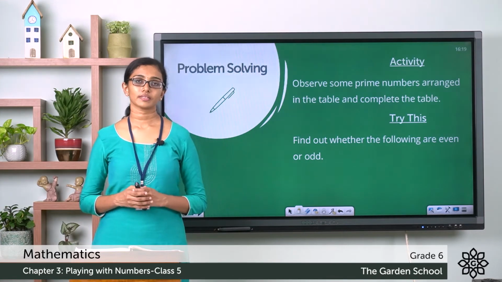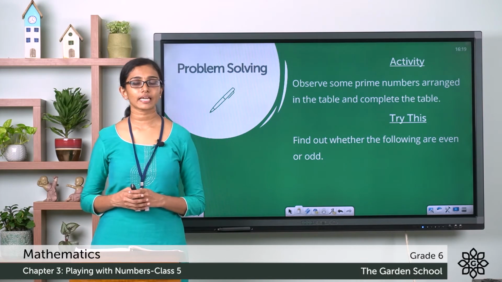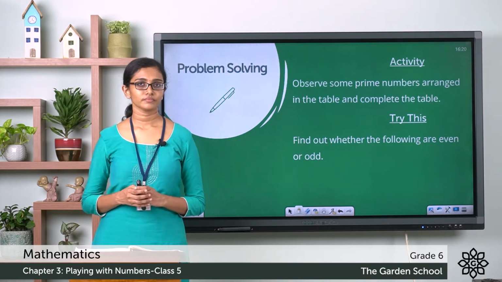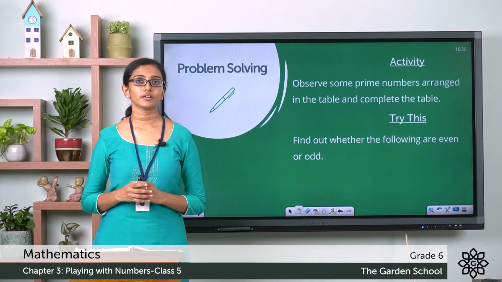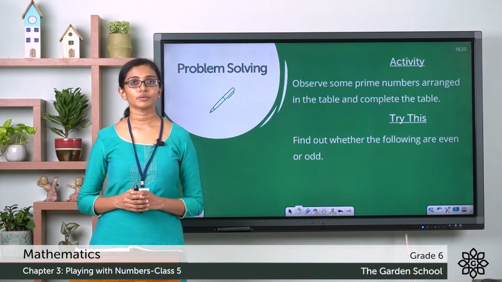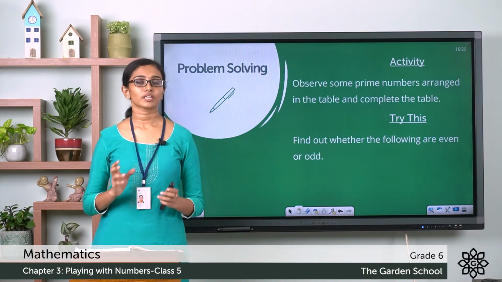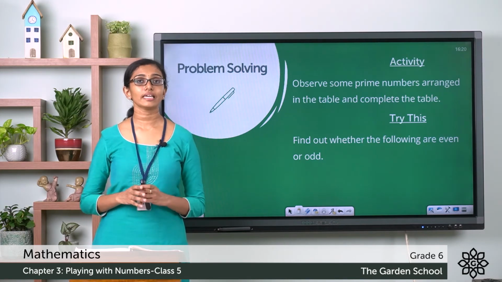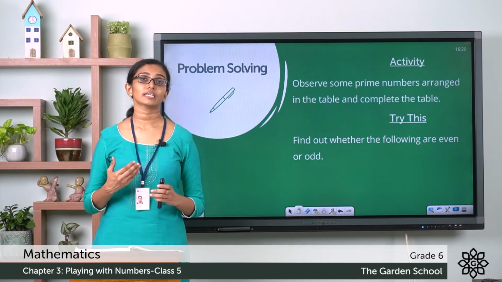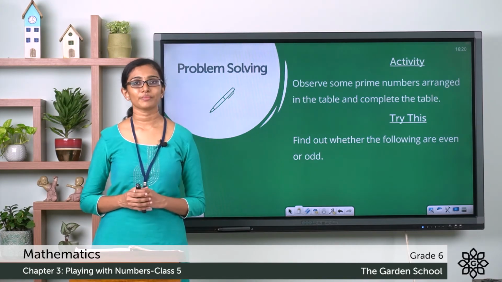So, I hope you are done with the activities. Did you complete the table? Did you notice that in the prime numbers column, the only even prime number is 2? All the other prime numbers are odd. So, keep in mind, 2 is the only even number which is a prime number also. All the other prime numbers are odd numbers.